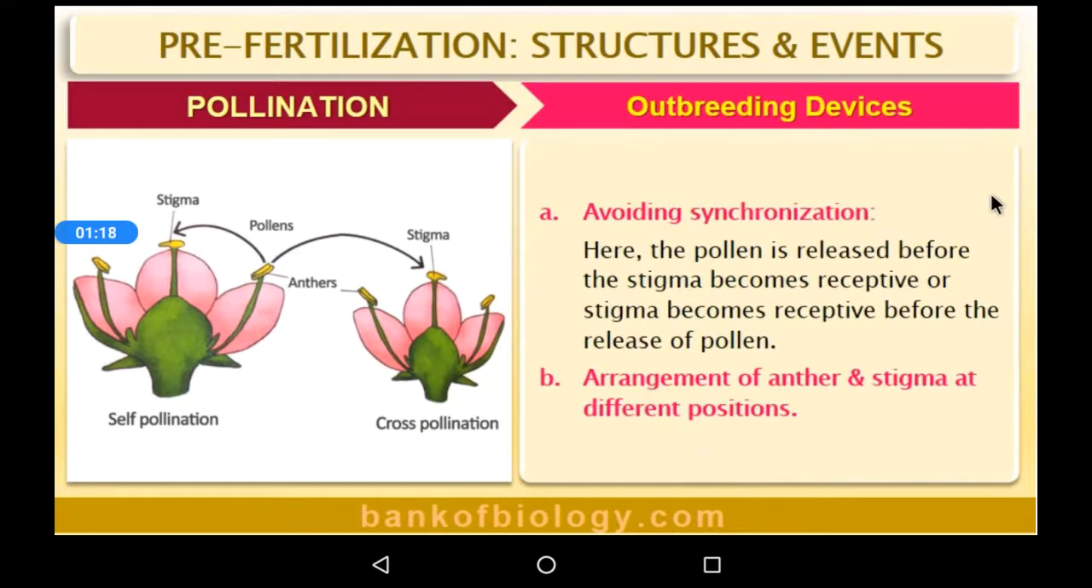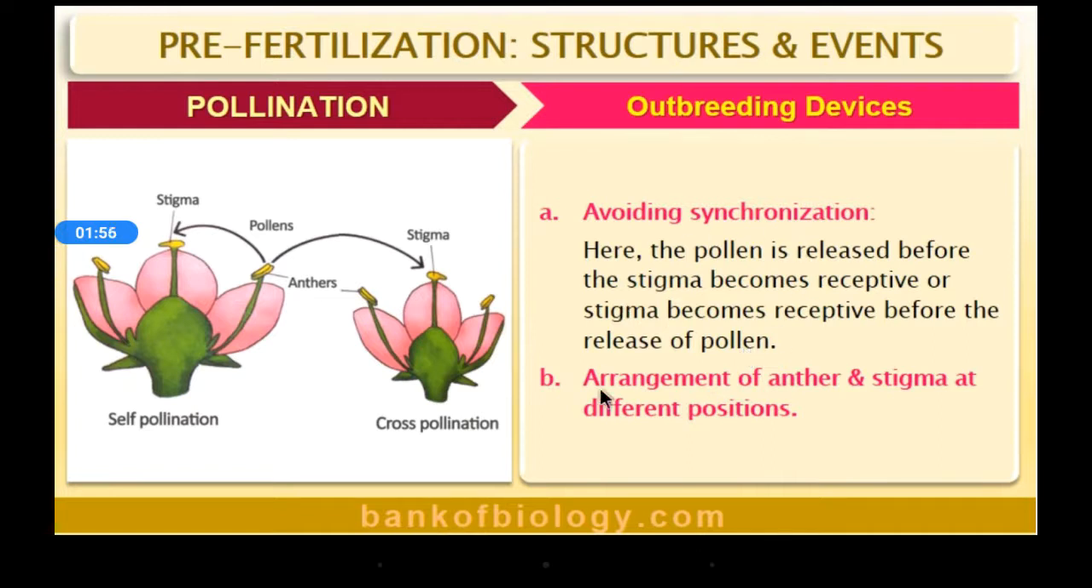Okay. And the first one is avoiding synchronization. That means at the same time, pollen will be released, and at the same time, stigma will be ready to receive that, right? So that is happening at the same time. So here, avoiding that synchronization, that is, the pollen is released before the stigma becomes receptive, ready to receive, or the stigma becomes receptive before the release of pollen. That means these two will not happen at the same time. So we can avoid the pollination.